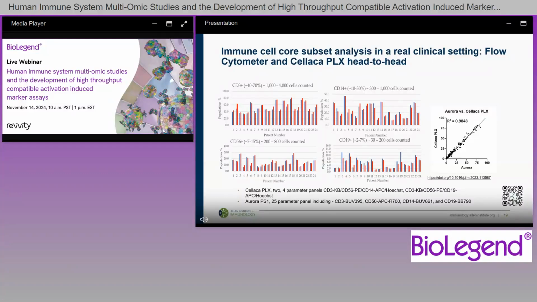Results from the PLX are in red, and results from the flow cytometer are in blue. Results show that the PLX is capable of detecting core immune cell populations, and that is comparable to a flow cytometer with a coefficient of determination of 0.98.